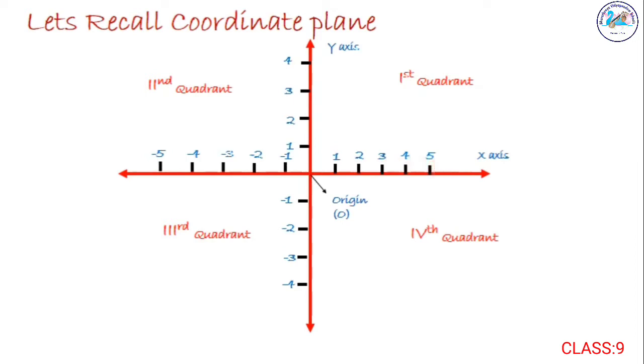In the first quadrant, the x value is positive and the y value is positive, so both are positive, plus plus is the sign convention of the first quadrant. In the second quadrant, the x value is negative and the y value is positive, so the convention is minus plus. In the third quadrant, the x value is minus and the y value is also minus. In the fourth quadrant, the x value is plus and the y value is minus, so the sign convention is plus minus.